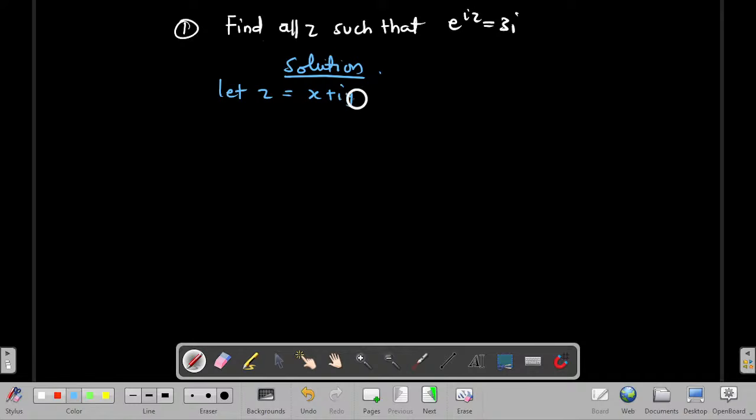Once this is done, then we can quickly put this back into the equation. So you have e to the power i multiplying my z, which is x plus iy, and this should be equal to 3i. So you have e to the power... Now, we are supposed to simplify. So i multiplying x will give us ix. i times i is -1, so I get minus y, right? Then this should give me 3i.